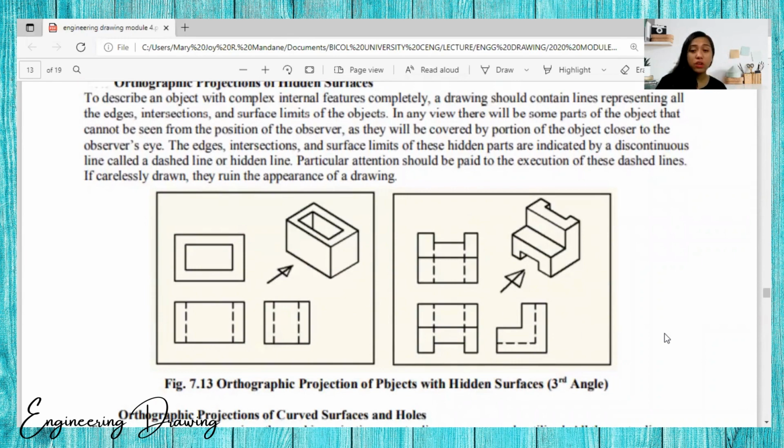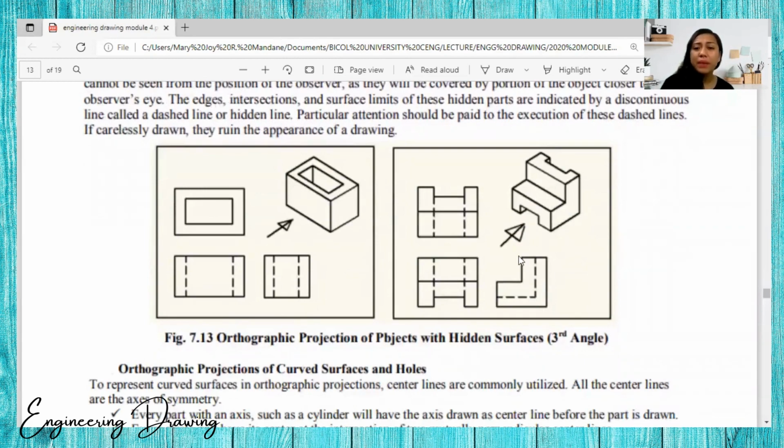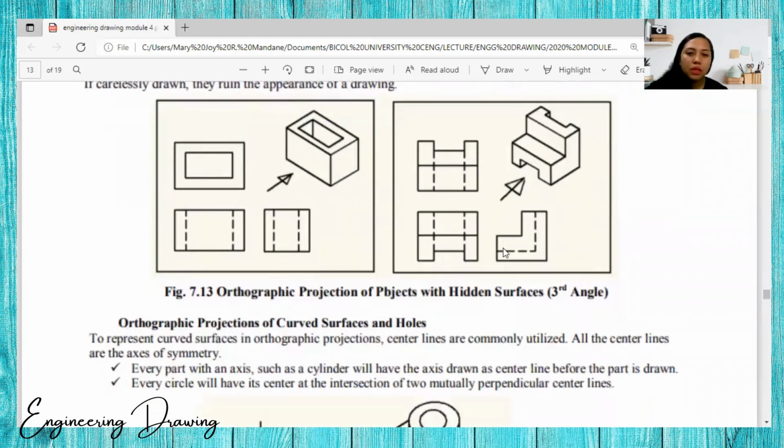So, as you can see in the figure, this is the front, okay? Ito yung front natin. But why do we need to put this dashed line? So that it indicates na meron tayong hole. Okay? Merong hole sa kabila. Ganon din dito. Okay? So, it's really important para makita natin na meron palang hole sa likod yan. Okay? So, you understand? Say type yes if you understand this.